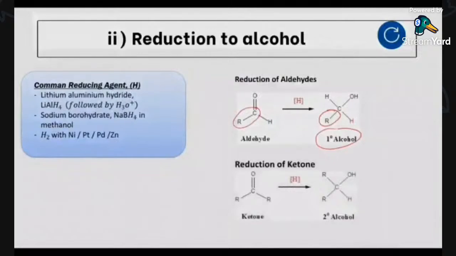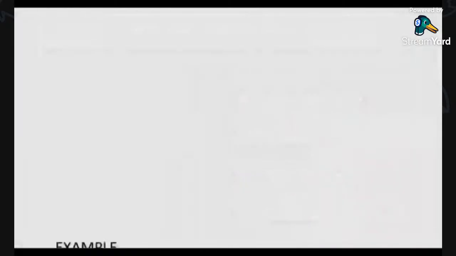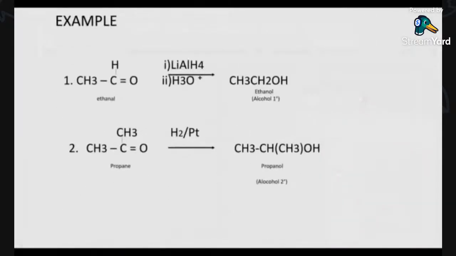So reduction of ketone. This is a ketone because there are two R attached to one carbon, react with H, produce a secondary alcohol, because there are two R attached to the carbon, so that is a secondary alcohol. So let us look at examples. For the first example we use ethanal, which is an aldehyde because only one CH3 is attached to the carbon, react with LiAlH4, H3O+, produce ethanol, which is a primary alcohol.